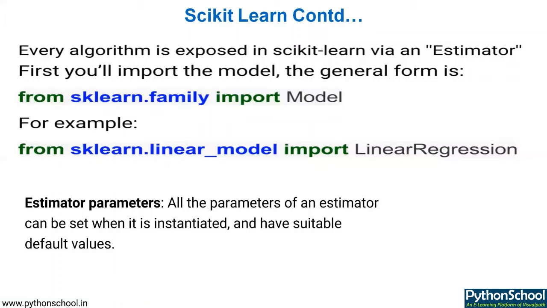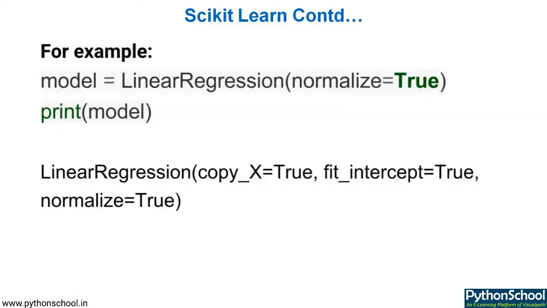In scikit-learn, every algorithm is exposed via an estimator object. For this, you will need to import the model. The general form is from sklearn.family import model. For example, if you want to use the linear regression model, you say from sklearn.linear_model import LinearRegression, where linear_model is the family and LinearRegression is the model. All the parameters of an estimator can be set when it is instantiated and have suitable default values. For example, you instantiate a model by saying model equals LinearRegression, passing the parameter normalize equals True. When you print the model, it shows some default parameters: copy_X equals True, fit_intercept equals True. Don't worry about memorizing all these things at this point.